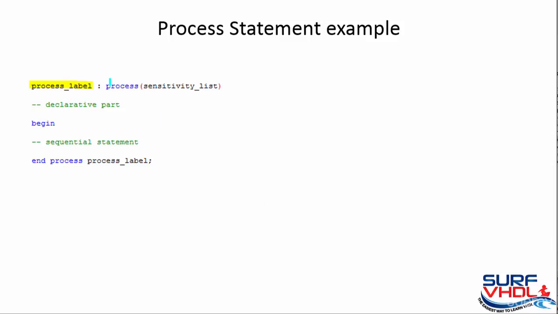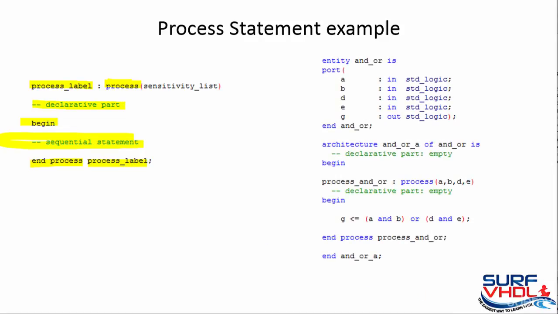A keyword process followed by a sensitivity list. The process declarative section: in this section you can declare variables and constants that will be visible only inside the process. The keyword begin, and then the sequential statement section. The statement is closed with the keywords end process, followed by the process label. We will address the process statement in the next lessons.